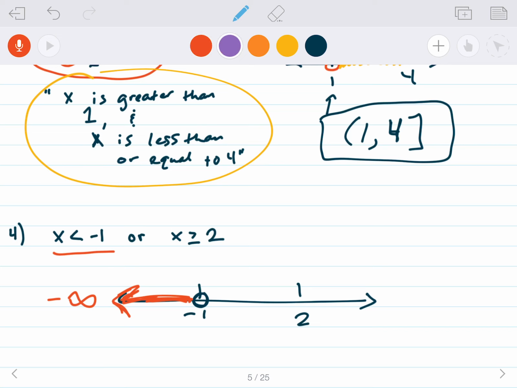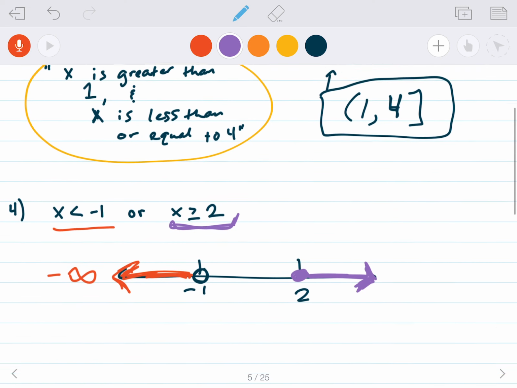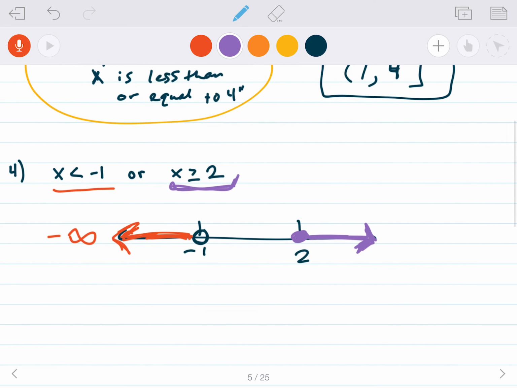Or, so this could be in our set, or x is greater than or equal to 2. So this time I have a closed dot because of the line under the greater than sign. And since it's going to be everything greater than 2, I shade to the right. So everything in red and purple is in this set.